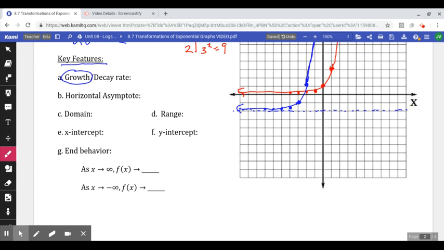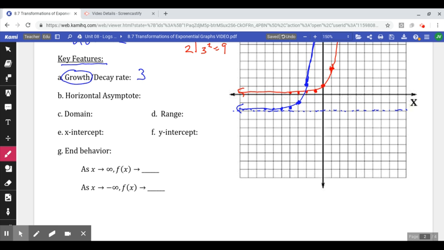If we look at the graph, moving left to right, our y values are increasing. The y values keep going up and up as we go to the right on either the blue or the red graph, but we want to use that blue graph. And the rate happens to be by a factor of 3. It's whatever that base is. So we're looking at the base for the growth or decay rate.